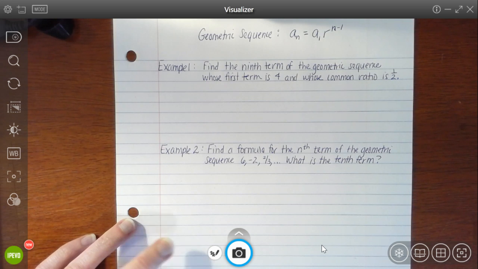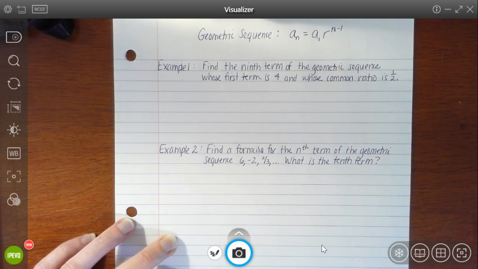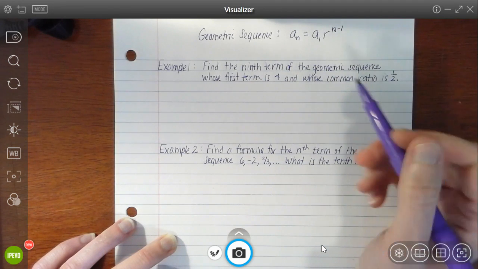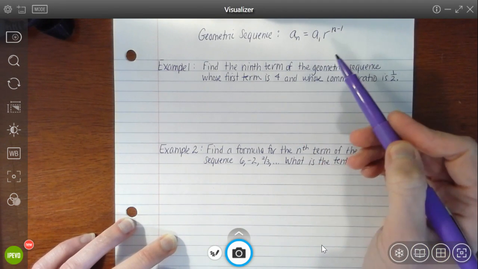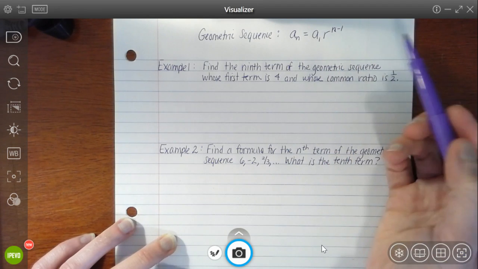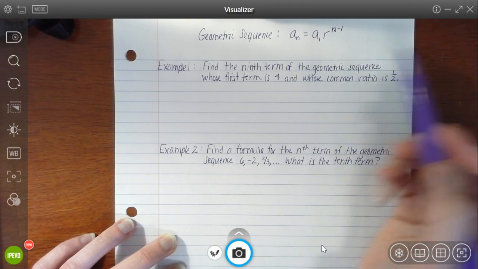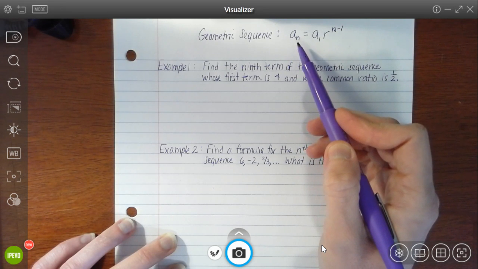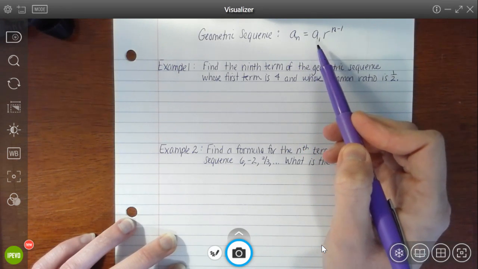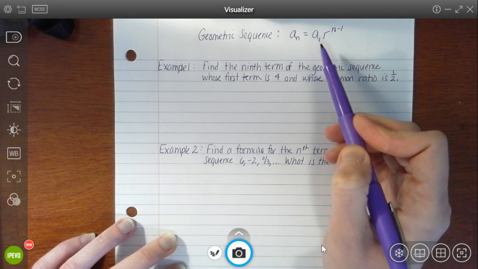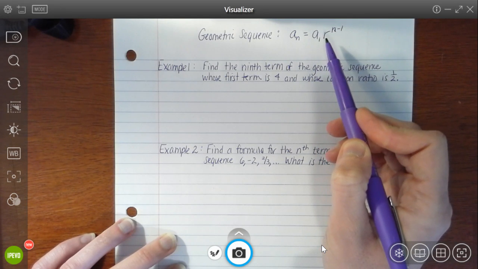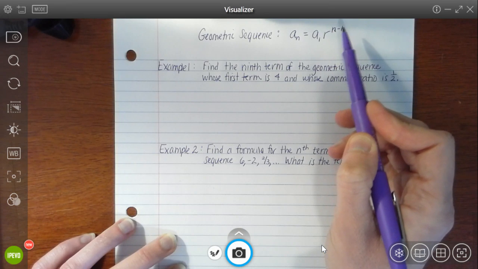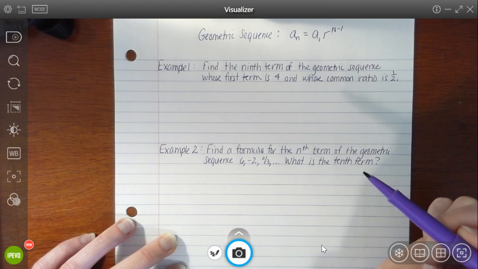You may remember from Algebra 1 that a geometric sequence is a sequence of numbers that have a common ratio, which basically means that when you go from one term to the next, you're either multiplying or dividing by the same value over and over again. The formula for our geometric sequence is a sub n is equal to a sub 1, which is the first term in your sequence of numbers, multiplied by r to the n minus 1, where r represents that common ratio.